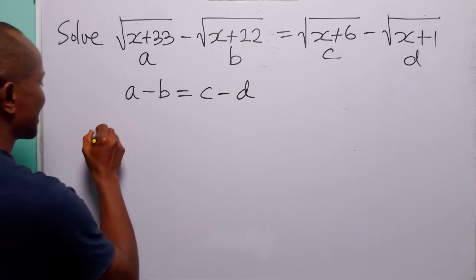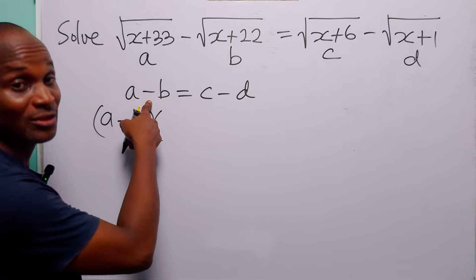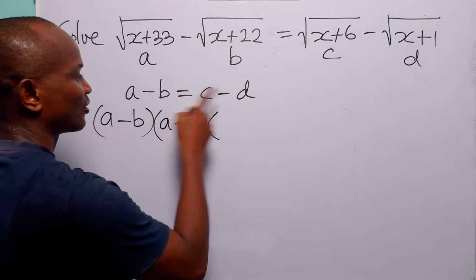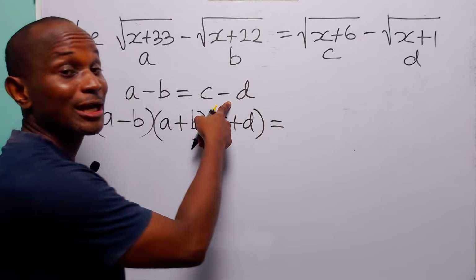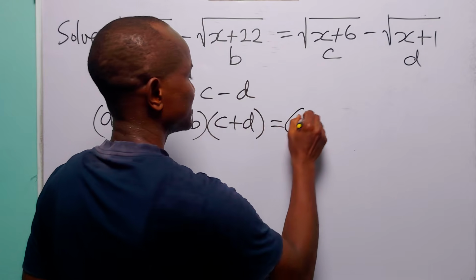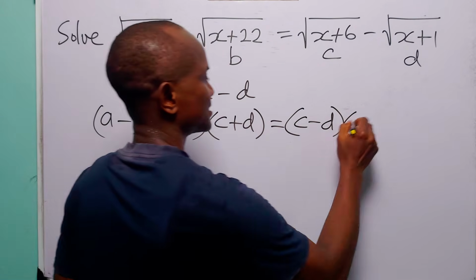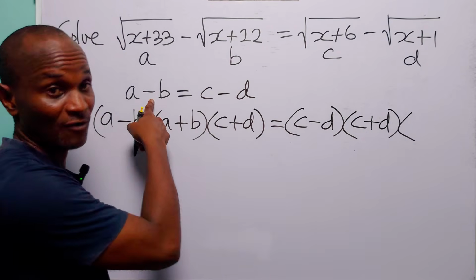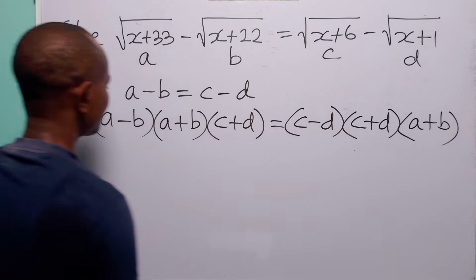On the left hand side, we have a minus b. Now, the conjugate of this is a plus b, and the conjugate of this is c plus d. On the right hand side, we have c minus d times the conjugate of this, which is c plus d, and the conjugate of this, of course, is a plus b.